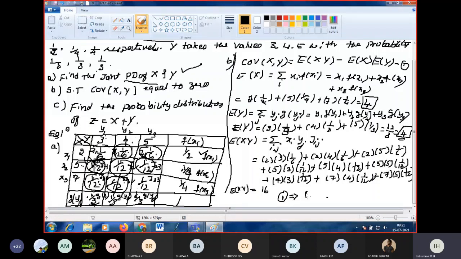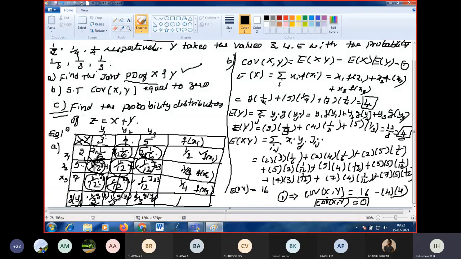Expectation of xy, that is covariance of x comma y, is equal to expectation of xy, which is 16, minus expectation of x, which we got as 4, and expectation of y is also 4. 4 fours are 16. 16 minus 16 is what? 0. So covariance of x comma y, we proved it as 0 because x and y are independent random variables.